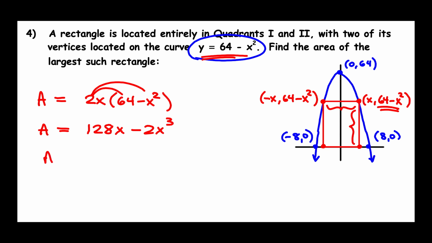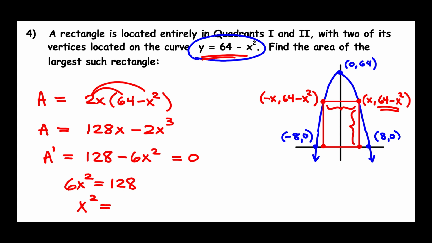So area prime, A prime, is going to be 128 minus 6x squared. We set that equal to 0 and solve. Let's see, 6x squared is 128. If you divide that by 6, that's going to be 64 thirds. And if you take the square root of both sides, x is plus or minus 8 over rad 3. It does make sense that you had the plus or minus because we do have symmetry around the y-axis. I'll just go with the positive number.